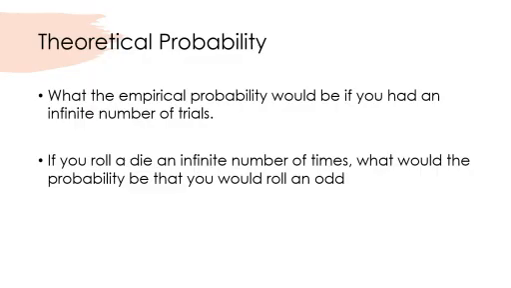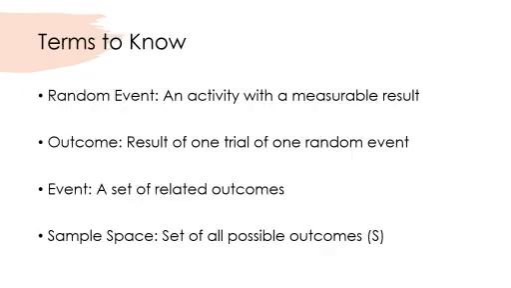So the empirical probability is based on experiments and observations that were done. Theoretical probability is what it would be if you had that infinite number of trials. So if you roll a 6-sided die an infinite number of times, how many times would it come up as odd? Since there are 3 odds and 6 total, it'd be 3 out of 6 or 0.5. So the probability of rolling a die and it coming up odd is 0.5. Theoretical is what it would be if you did not have an experiment to base it on. If you're just looking at what it would be, that's theoretical.